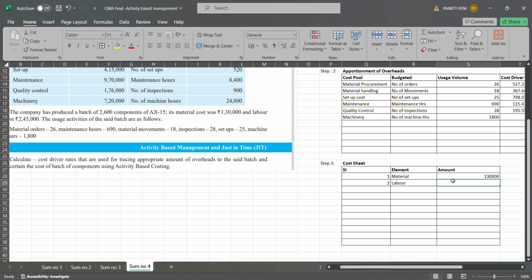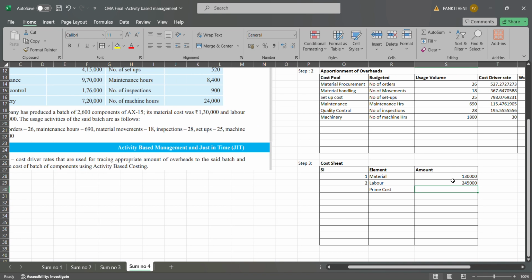So if expenses you have to calculate, calculate and then prepare your cost sheet. Your cost sheet will always have 3 elements: material, labor, expenses. In cost, you have to work on 3 elements only: material, labor, expenses. So material and labor will be given to you in the question. So this is your prime cost. Okay, if you add these both, you will get your prime cost.